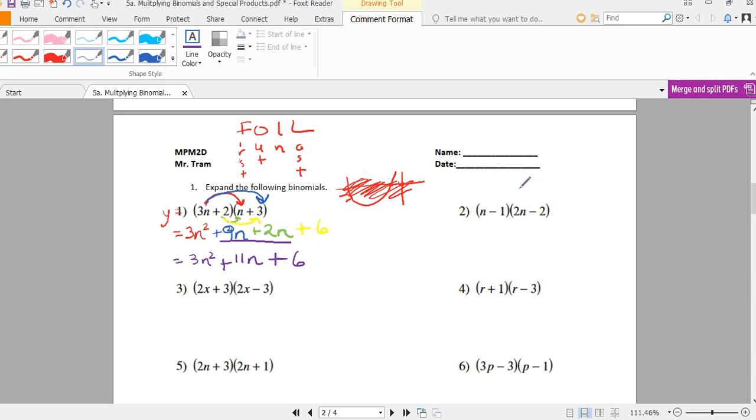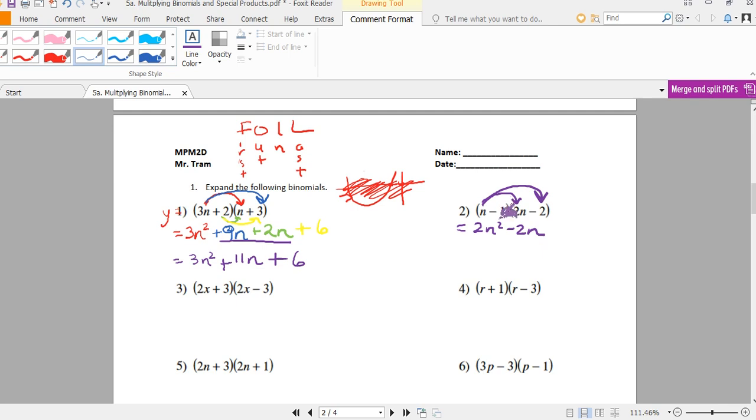Okay, so let's try this one without using the various colors. So again, first, out, so the outside term, n times 2n would be 2n squared. 2 times 1, because there's a 1 there. n times n is n squared. And then n times negative 2, negative 2n.